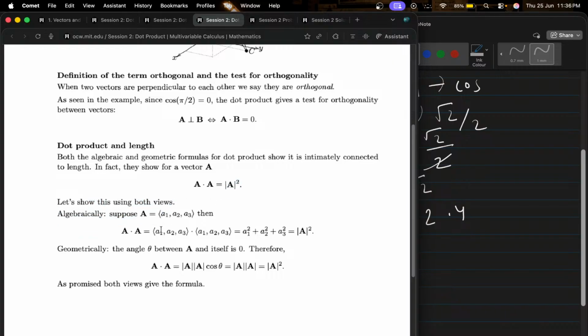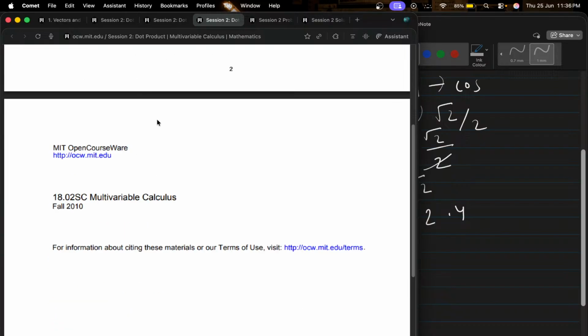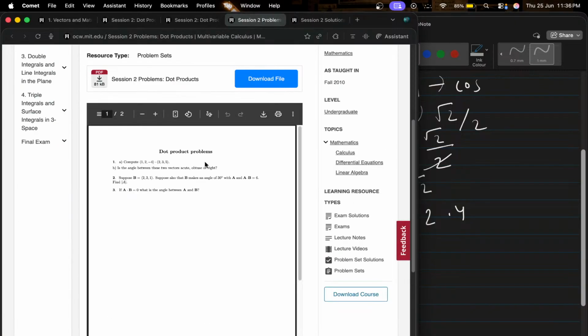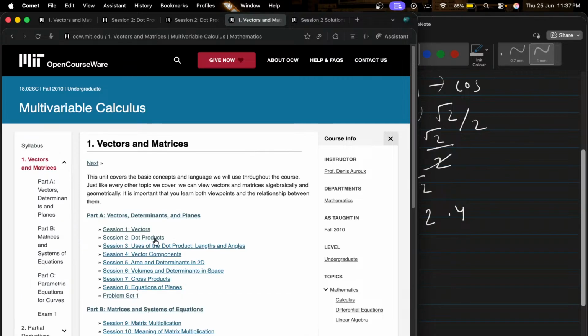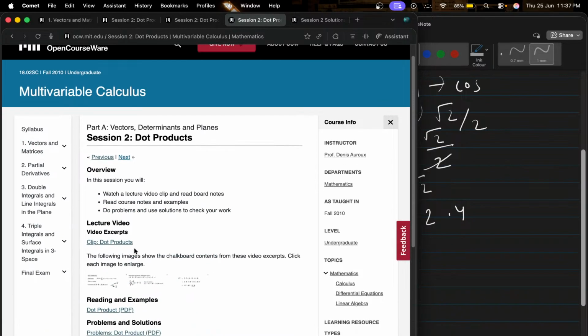Okay, let's show this using both views. Algebraically, this is this, and A dot A is, we just multiplied the same axes. It comes down to be this. Geometrically, the angle theta between A and itself is 0. Therefore, A square cos theta. As promised, both views give the formula. So this session wasn't that hard, it's just based on two major formulas.